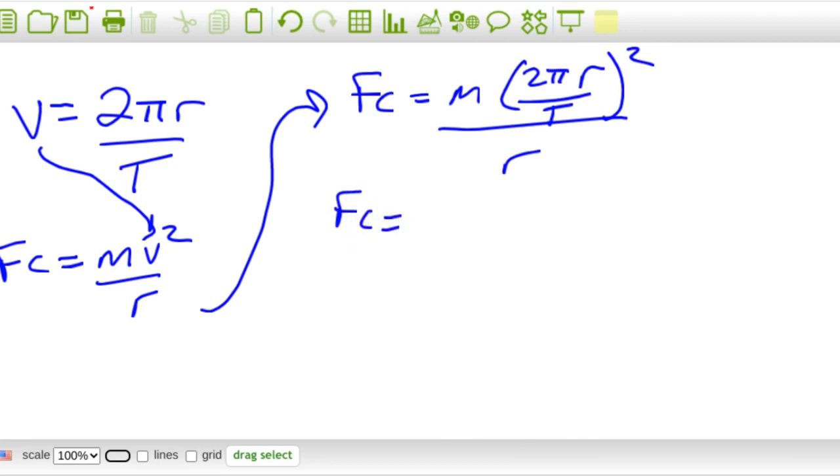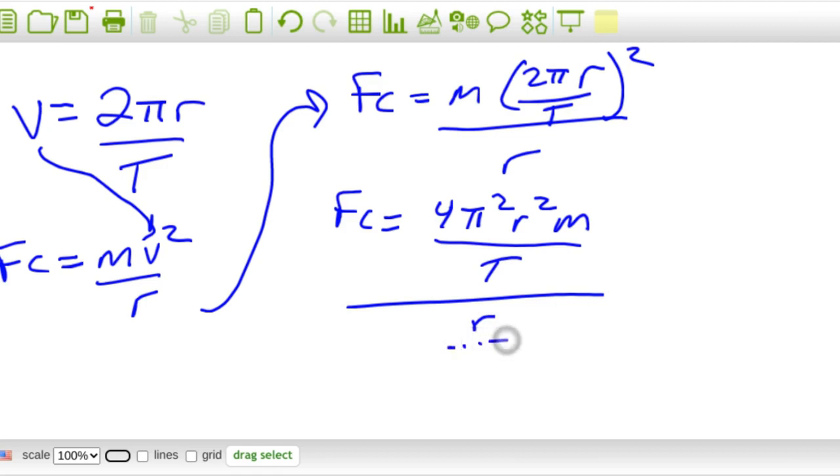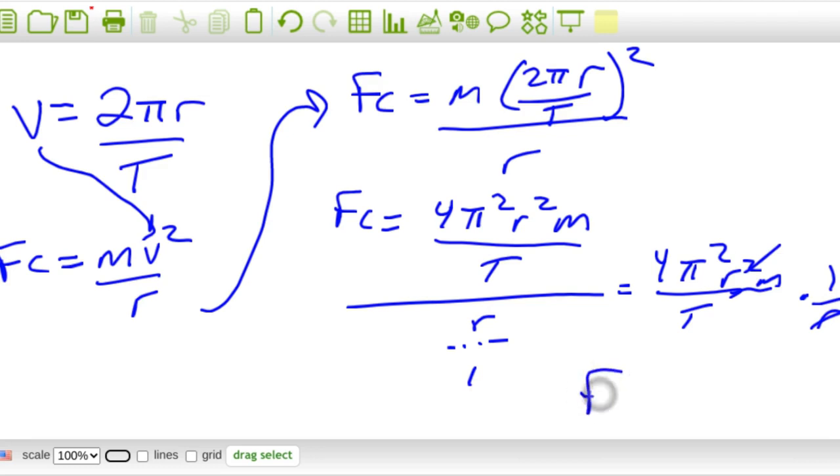So the centripetal force would equal 4 pi squared r squared m divided by t squared, divided by r over 1. We would take the reciprocal and multiply, and so that would be 4 pi squared r squared m over t squared times 1 over r. The r squared and the r cancel out, and so we're left with a nice clean equation: centripetal force is equal to 4 pi squared r times m over t squared.